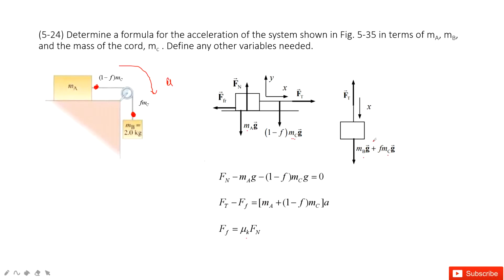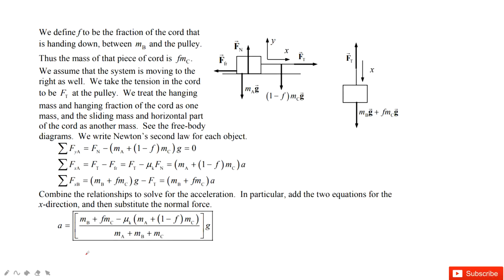The second one, we consider this system: the total gravity, m_B plus the fraction f of m_C, minus the tension equals the total mass times acceleration. So now we can solve these two equations to find that the acceleration equals this one. Thank you.